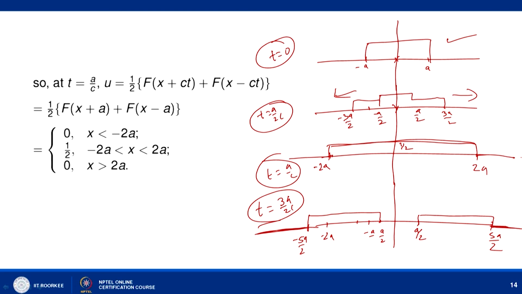And if you look at t equal to 3a by 2c, now this disturbance has moved apart, and it is distributed into two equal disturbances, one moving this side and one moving this side. Is it okay? So, here you can say that the initial disturbance is now distributed into equal disturbances, and the area will remain the same. It means the disturbance is now distributed exactly into two parts, one moving this side and one moving the other side.